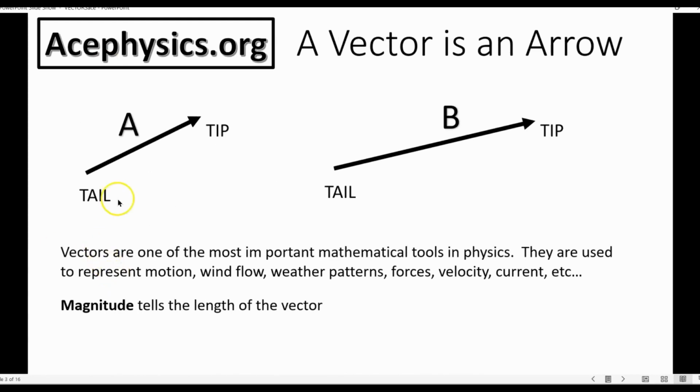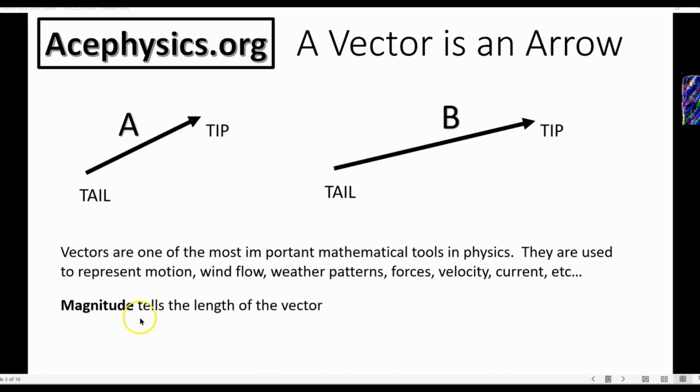So first of all, vectors are one of the most important mathematical tools in physics. They are used to represent motion, wind flow, weather patterns, forces, velocity, current, and many other quantities in physics. A vector is an arrow in space. Here's vector A, and here's vector B. A vector has a tail and a tip. The tip is where the arrow is. The tail is where the arrow is not.